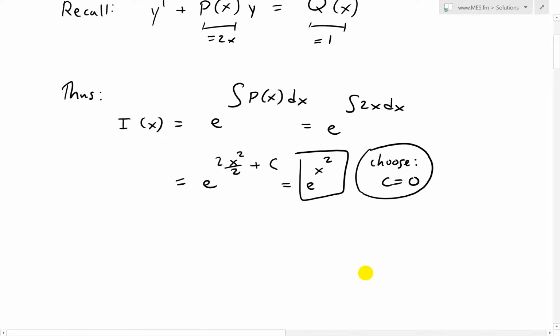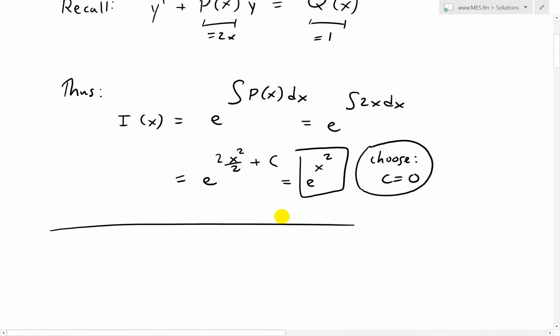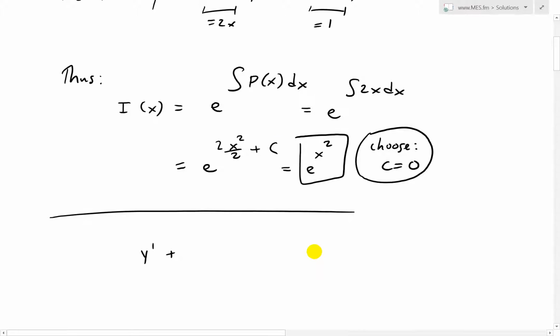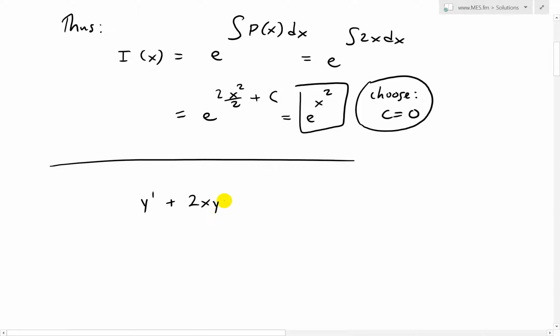And then recall the next step is to multiply both sides of the differential equation. So we have y prime plus 2xy equals 1, and then we basically multiply both sides by this integrating factor I of x, which is e to the power of x squared, and then the left side is going to be e to the x squared, like that.